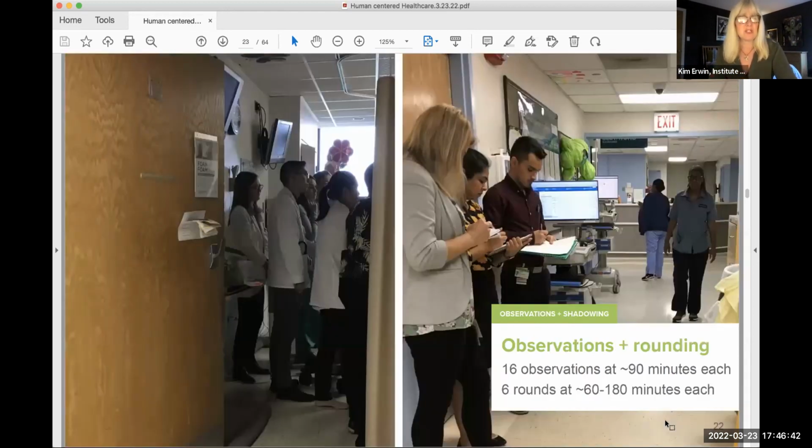We also did observations and rounding. So we joined the resident and attending in the rounding on the pediatric floor. We had been told that promoting blood clot prevention was something that attending physicians and the residents were doing. We never saw it. So it was interesting to note that although that was the goal, it was not happening.